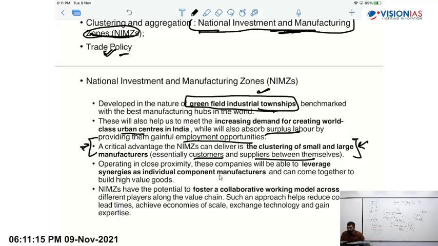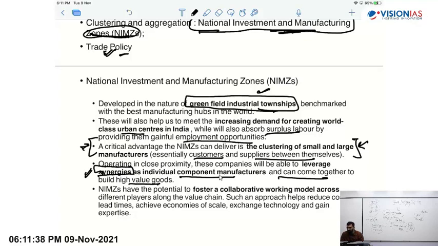See, operating in close proximity, these companies will be able to leverage synergies, as individual component manufacturers come together to build high value goods. Now you can have different products also, you can create one. Like I said, they can have technology agreements between themselves. So these synergies will be created if you bring them at one place.